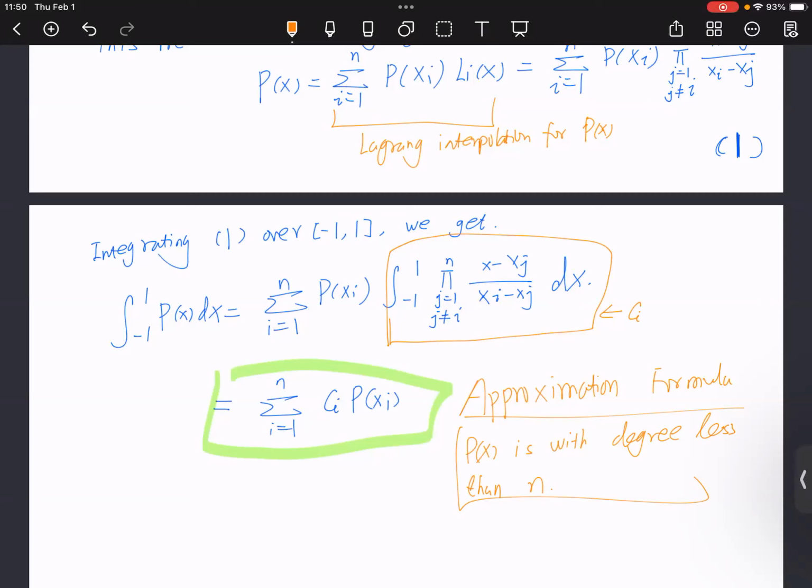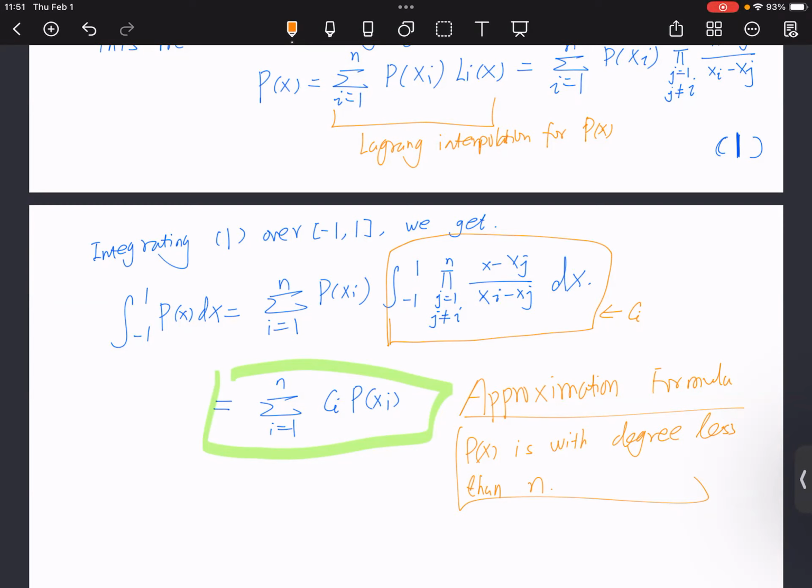But the question is that this is just for polynomials with degree less than n. What is our goal for Gaussian quadrature? We want to achieve the highest degree of precision. We have n nodal points, right? And from the very first theorem, we know the highest degree of precision is 2n-1. We want to prove that this formula actually works for polynomials up to degree 2n-1.